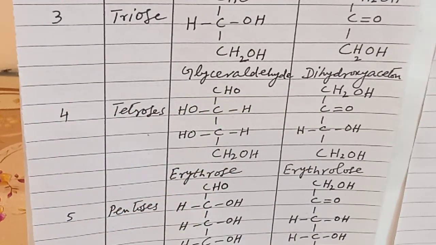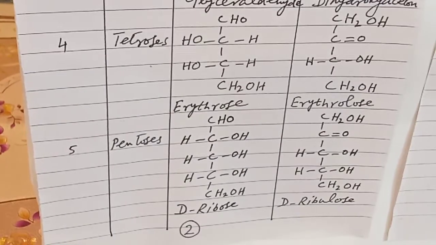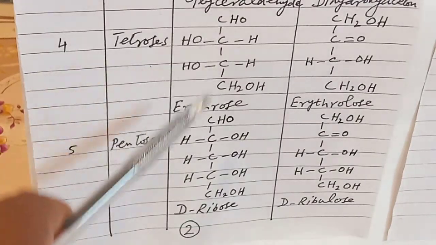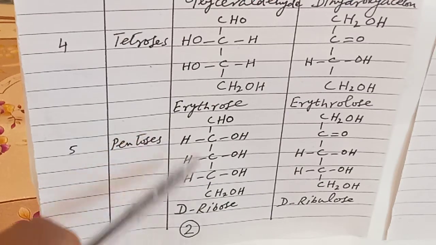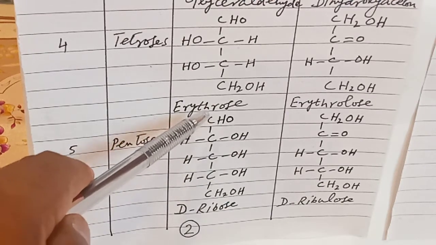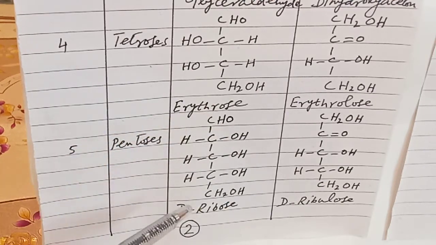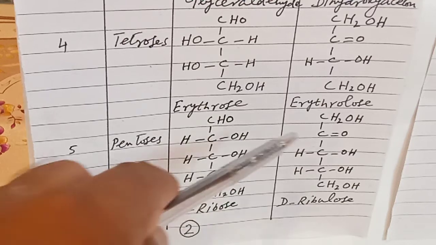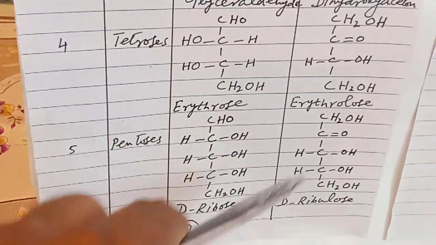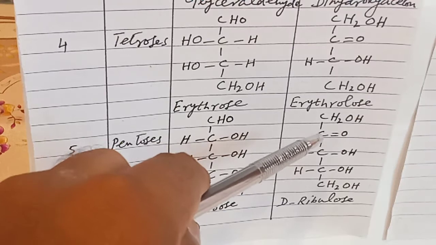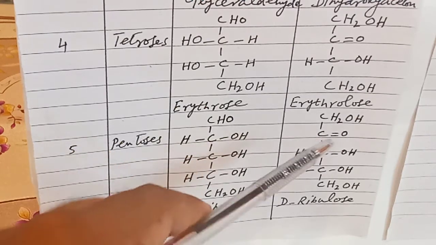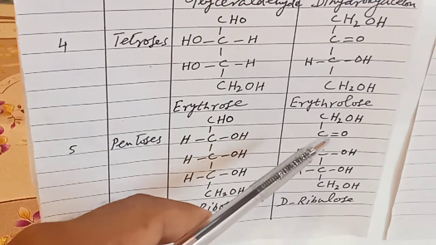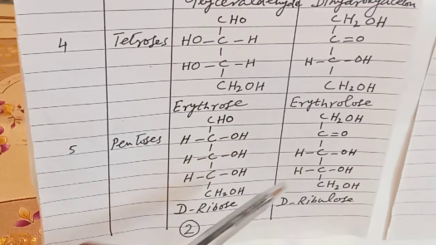In the same way, when we increase the number of carbon atoms to 5, the empirical formula will be C5H10O5, and the first carbon atom will carry the aldehyde group. This type of sugar is called D-ribose, and the neighboring one is called D-ribulose. Their important characteristic is that the location of the carbonyl group is fixed at carbon number 2.